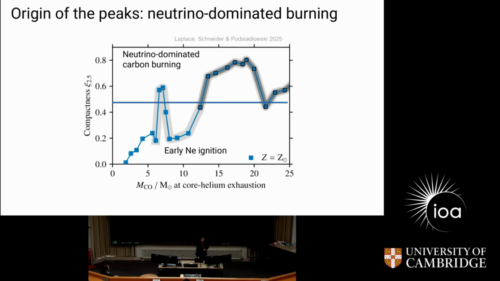larger iron core. But then this process becomes so extreme that we will have such a fast contraction that you can actually ignite the next burning fuel earlier. And that again stops the contraction if you go to higher masses. So with this process, we can explain these peaks in the compactness of stars.